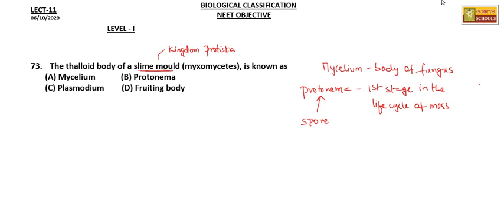The next one, coming to plasmodium. Yes, this plasmodium is the thalloid body of slime molds. It has an amoeba-like shape, and it has many nuclei. And fruiting bodies are structures that produce spores, which can also be seen developing in these slime molds. So the thalloid body of a slime mold is actually the plasmodium. Option C is the right answer.